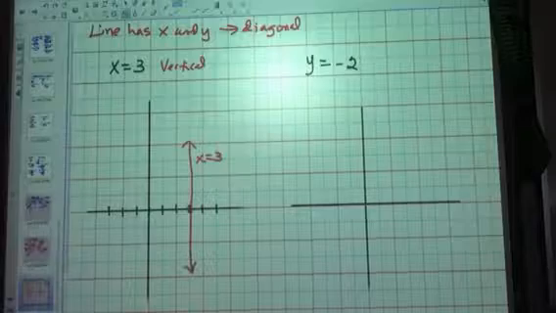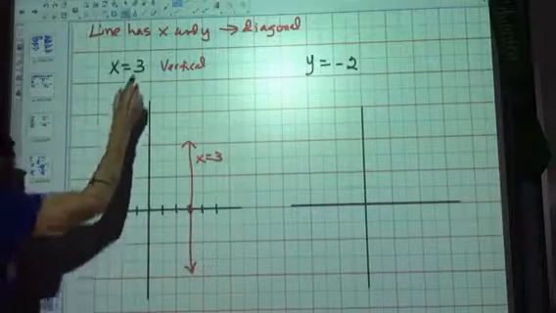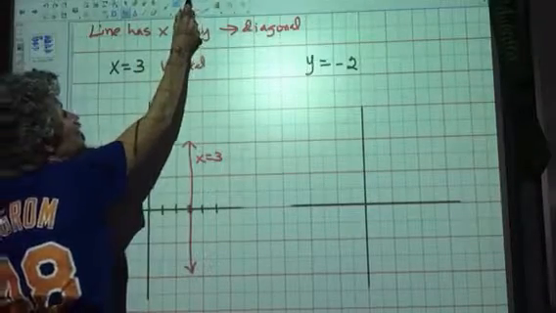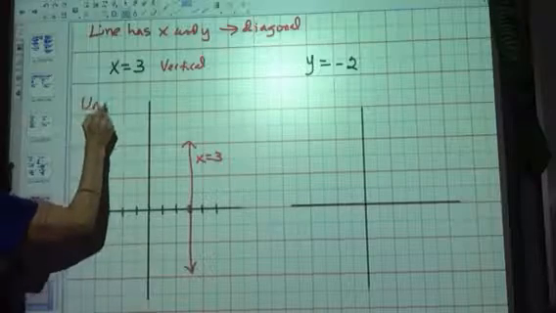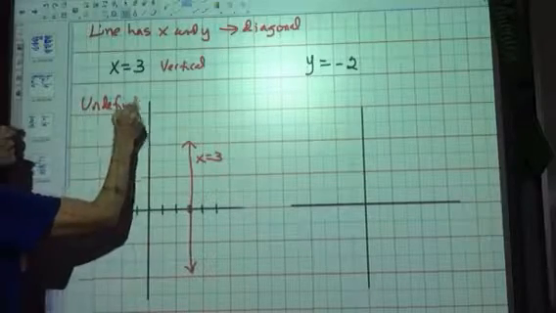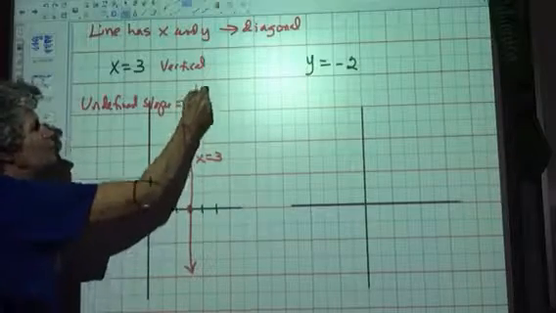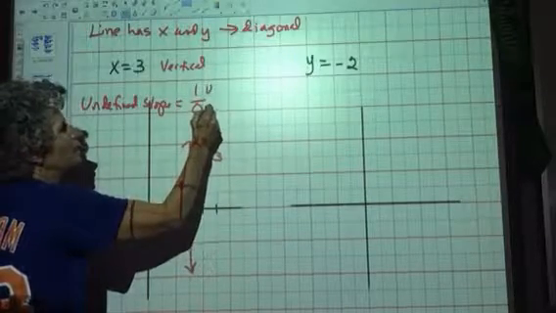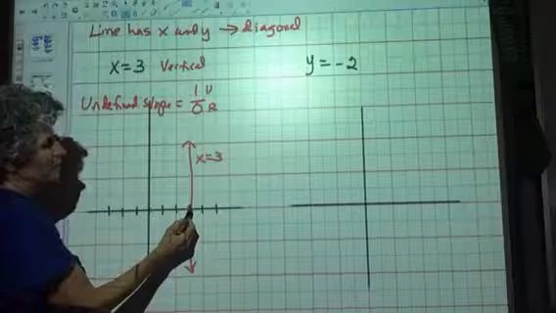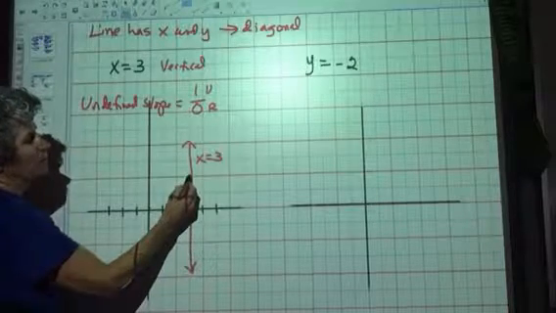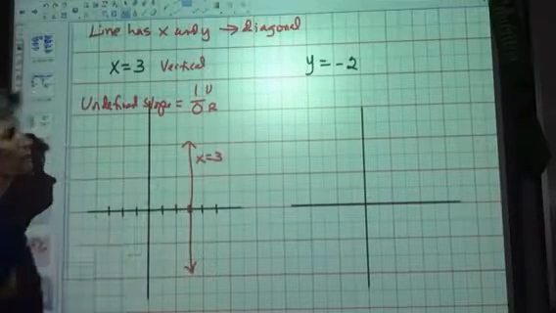X lines are vertical. Another way to remember is if you remember that this kind of line has undefined slope, which means zeros in the denominator. So you go 1 up and 0 to the right. So from this point I go 1 up and none to the right, 1 up, none to the right, 1 up, none to the right.